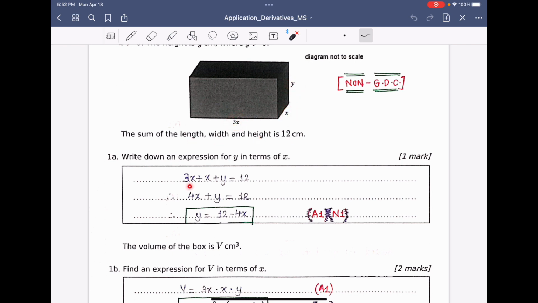So 3x plus x plus y is equal to 12. 3x plus x is 4x, plus y is equal to 12. They want y in terms of x, so I isolate y and keep it over here. Take 4x to the other side, it becomes negative 4x. So 12 minus 4x is your first answer, which is for 1 mark.